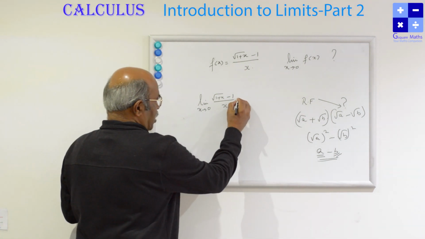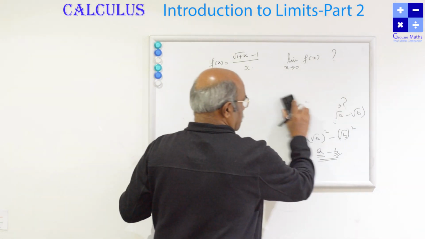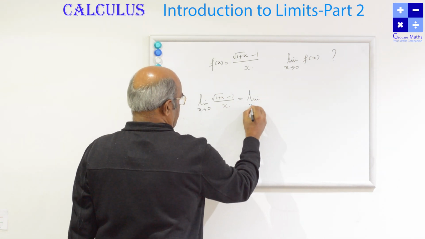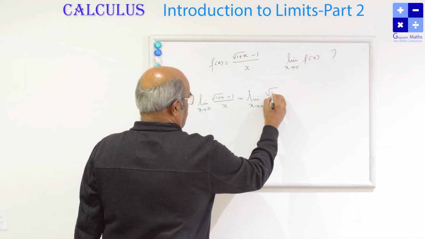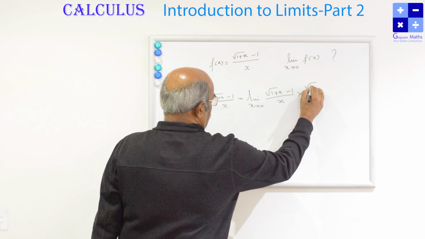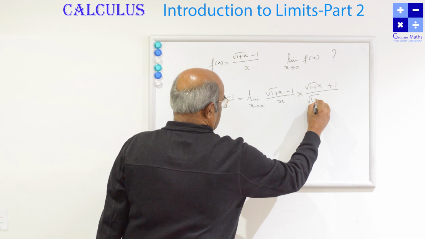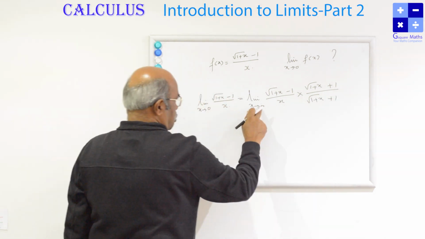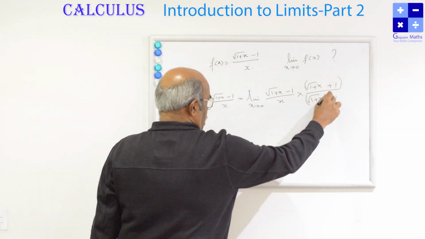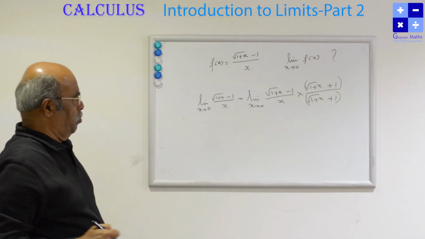So like that, we have to find out the rationalizing factor of that and multiply numerator and denominator by that. Root of 1 plus x minus 1 by x, multiply this by root of 1 plus x plus 1 by root of 1 plus x plus 1. As x tends to 0, this value will not be 0 at all. All are positive quantities, so I can multiply numerator and denominator by that non-zero number.